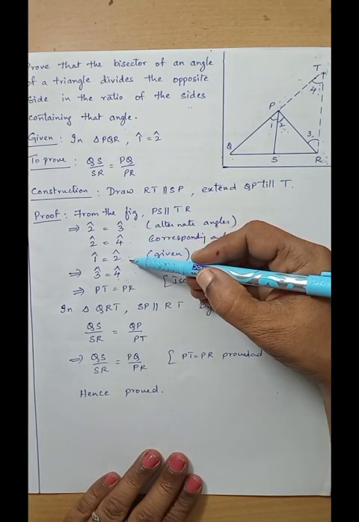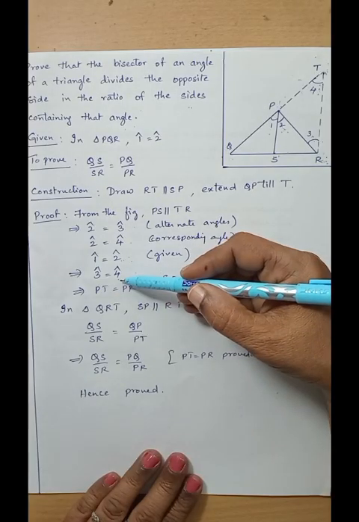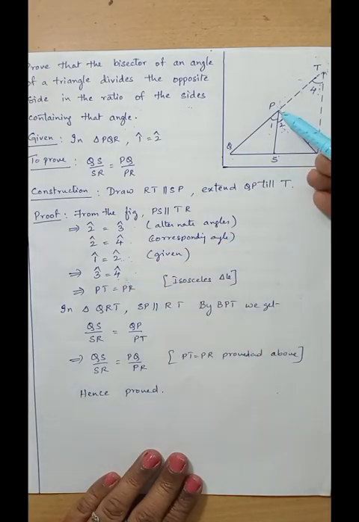From these three equations, we get angle 3 is equal to angle 4. In triangle PRT, if angle 3 is equal to angle 4, it becomes an isosceles triangle and angle 3 and 4 are base angles. Hence PT is equal to PR. In triangle QRT, SP is parallel to RT. We can apply basic proportionality theorem.